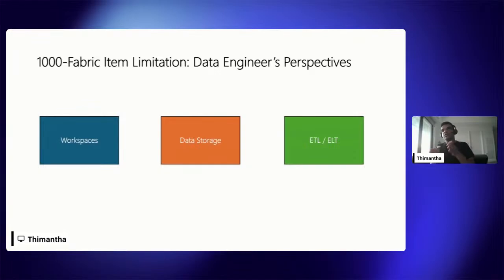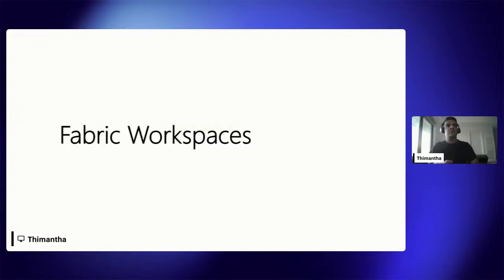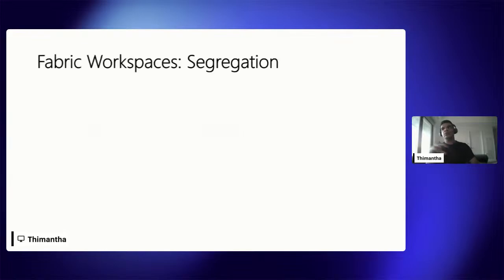So we'll look at each of these perspectives in detail, and let's look at how we can strategically approach the 1,000 item limitation as a data engineer in these three different perspectives, right? So firstly, starting from the Fabric workspaces perspective. Managing the Fabric workspaces is completely reliant on the workspace segregation, or you call it the workspace separation. How do you separate the workspaces and how do you organize your workspaces?